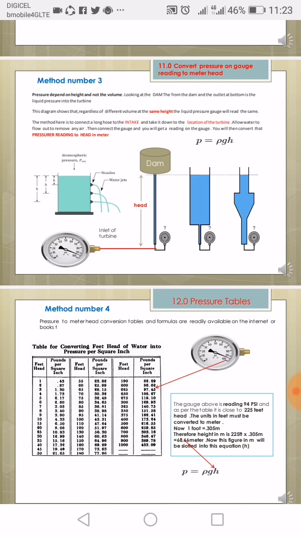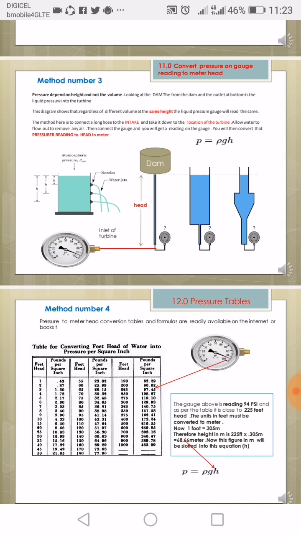Now the method you use here: you may connect the pressure gauge on a long hose. You look at this pressure gauge, with the long hose going on top, or you can take it incrementally. You can start low on top and come down, so that you have a short hose. You take the first hose reading, add the second reading, third reading, fourth reading, and come down.